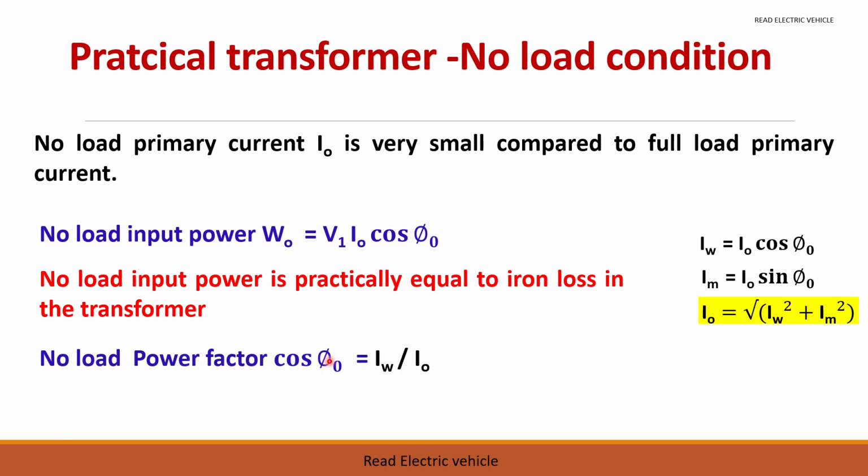So the no load power factor cos phi is given by, from this formula, W0 divided by V1 I0, or you can write IW by I0.